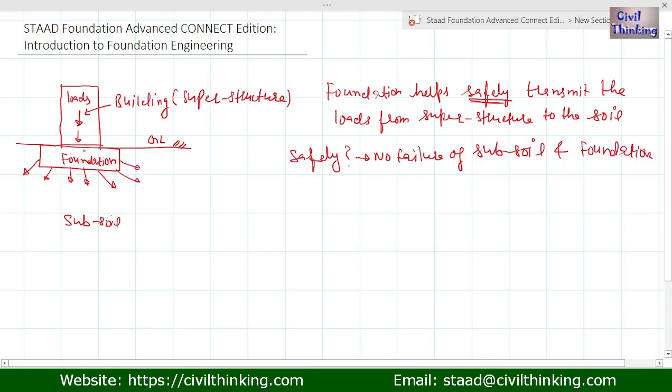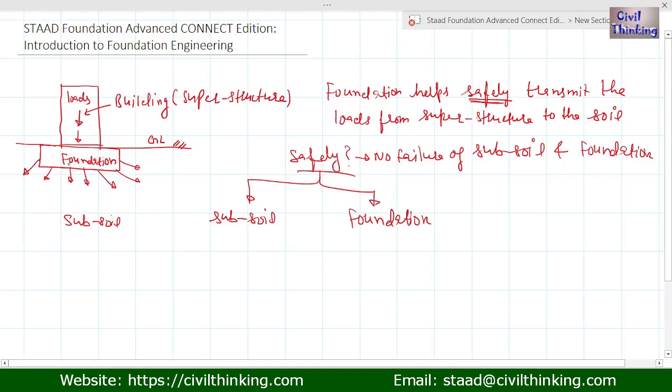So in foundation engineering we usually study the strength of the foundation and the strength of the subsoil. There are two main important things in foundation engineering, that is the subsoil and the foundation. These are the two things we are concerned with. We design the foundation such that the foundation itself is safe, and the subsoil is also safe from the loads of the foundation, because the foundation applies loads on the subsoil.